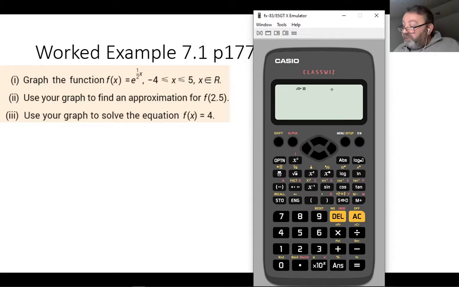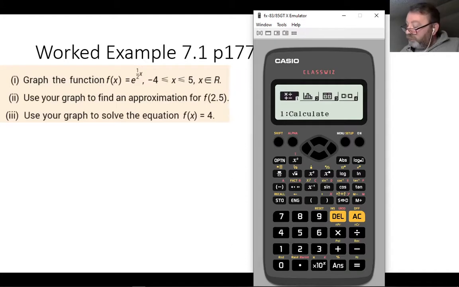Now, the first thing we've got to do in the calculators, yours works very, very similarly to this. I know yours is probably like my one, okay? But these are the new version of the same calculator. So if I want to put in e to the half x, the first thing I've got to do is locate the exponential function. And there it is, just above the natural log.